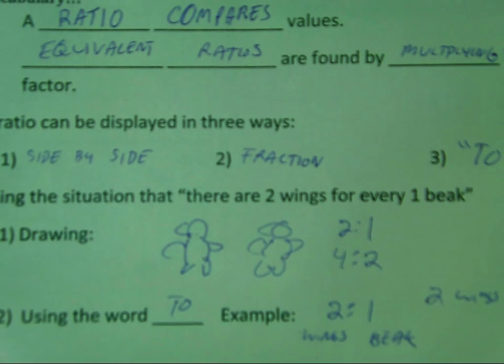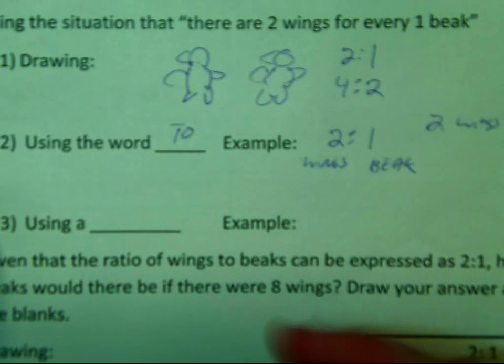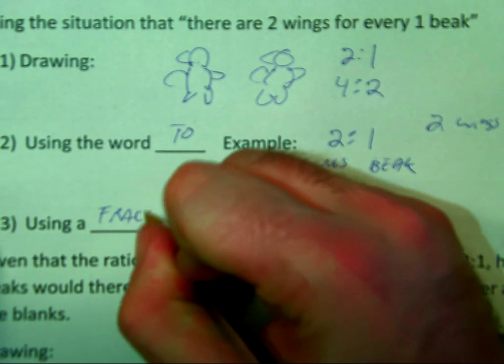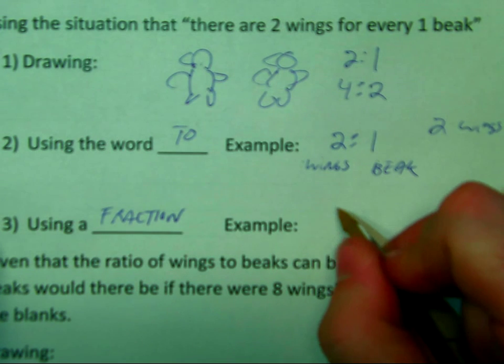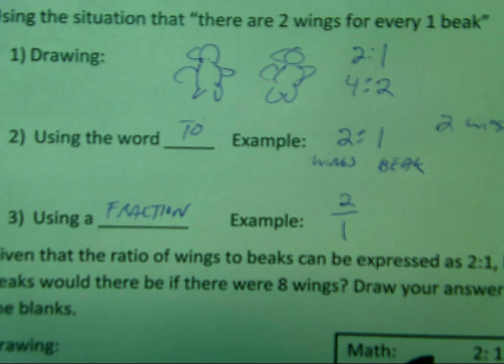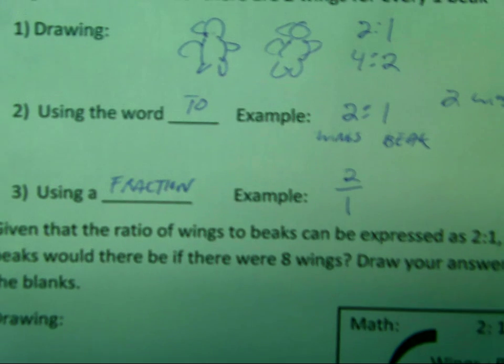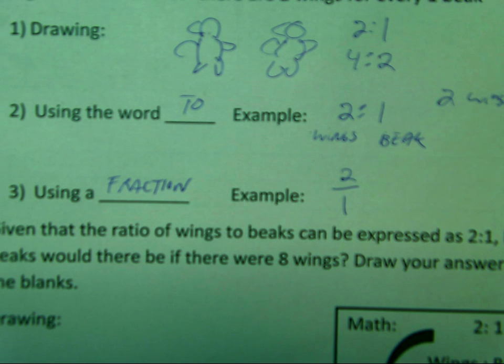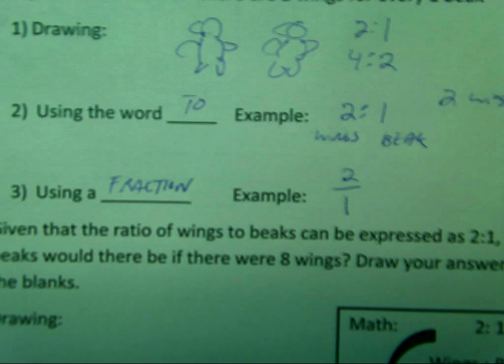Now, I could also say that by saying a fraction. Using a fraction, I could say the ratio of wings to beaks is 2 to 1, or 2 over 1. Now, given a ratio of wings to beaks can be expressed as 2 to 1, how many beaks would there be if there were 8 wings? Draw your answer and fill in the blanks.